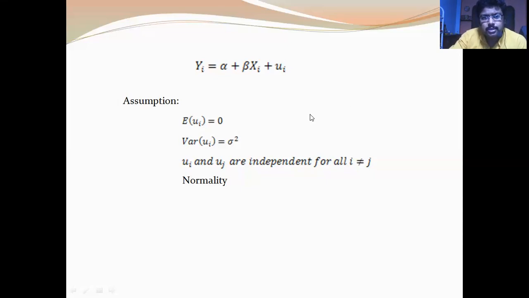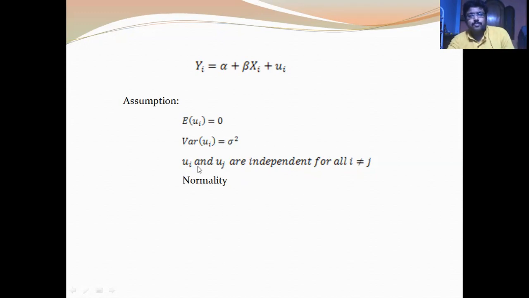So this is the regression equation, or stochastic relationship, and here one thing you should remember is that some assumptions are there regarding ui. What are those assumptions? That is, the expectation of ui is zero, that is, the average of the error is zero. And the variance of ui, that means the variance of the error, is constant, sigma square.